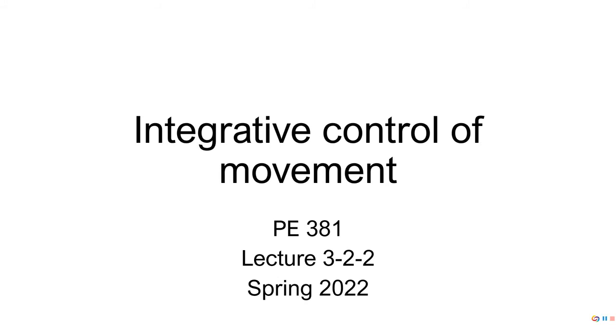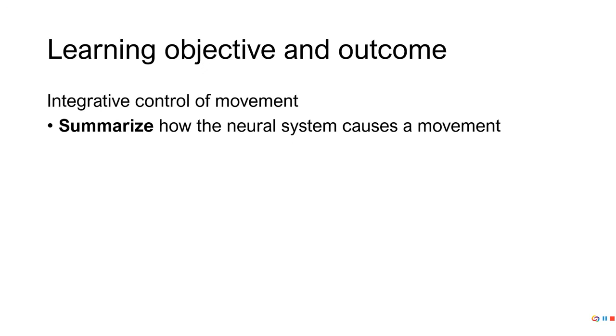In this lecture, we're going to try and summarize the very complex process of how a simple movement occurs. Okay, not something that's easy to do, but we're going to try. So we only have one outcome for this lecture. How does the neural system cause a movement?